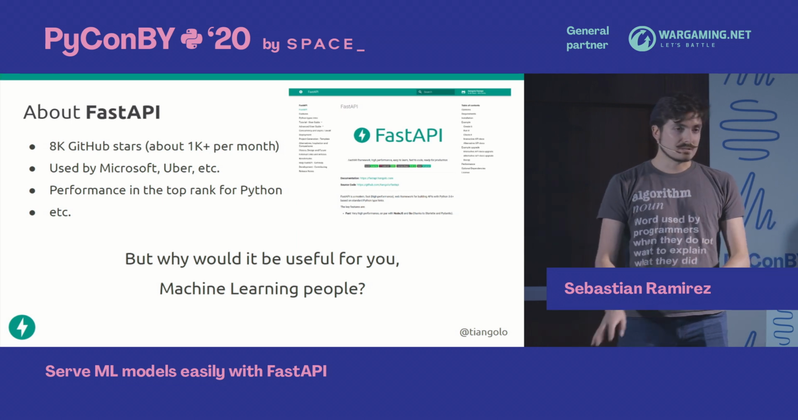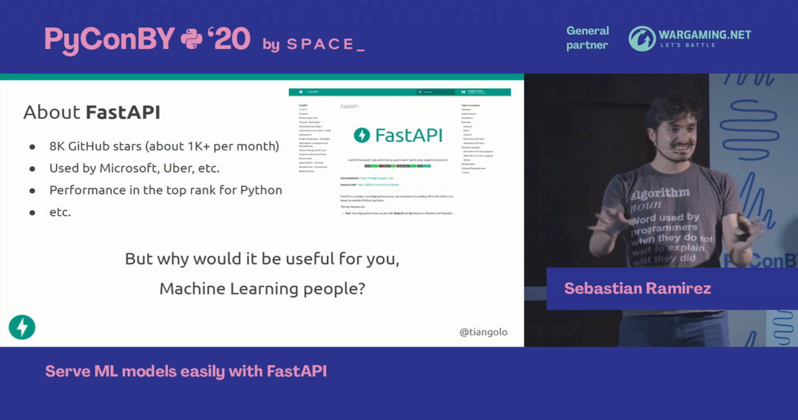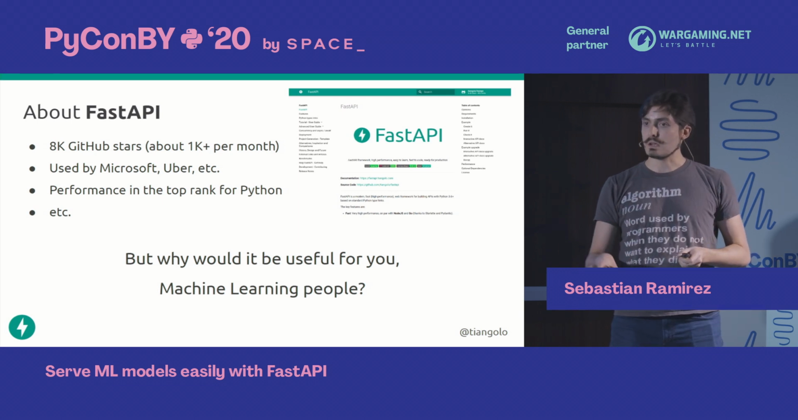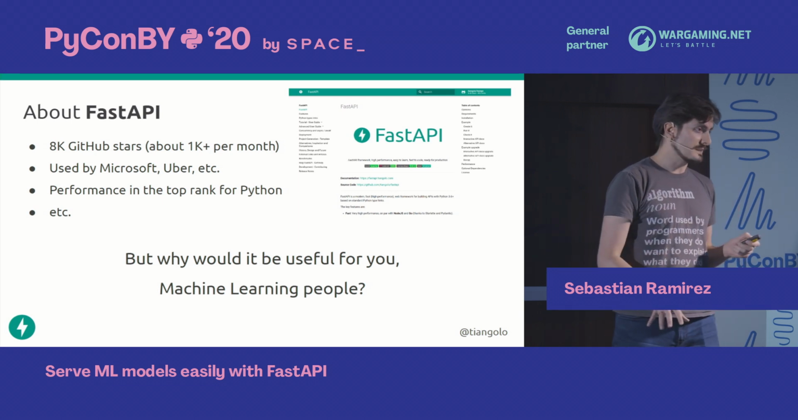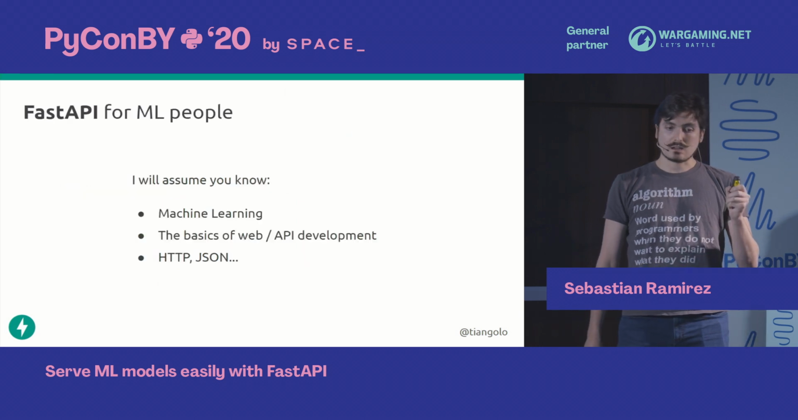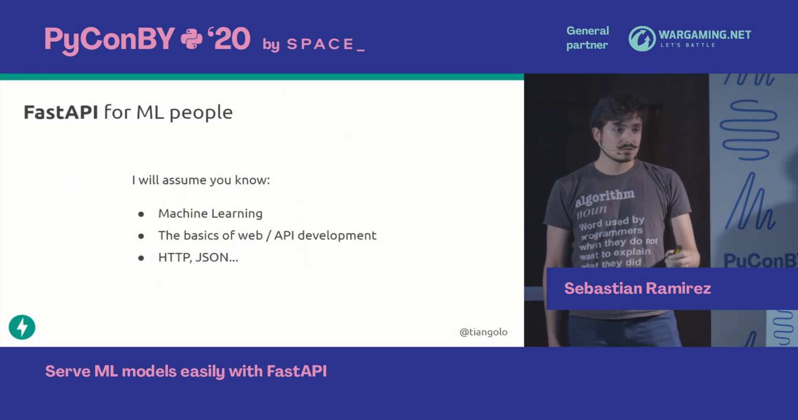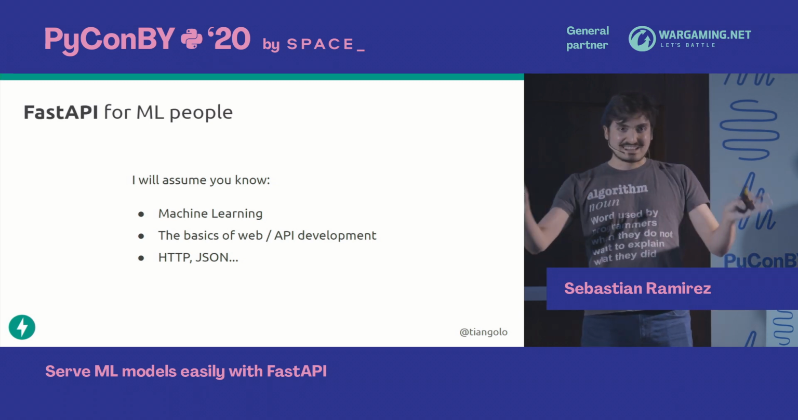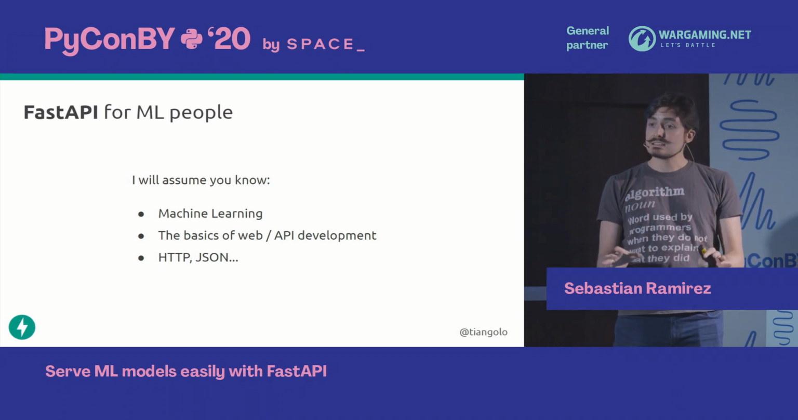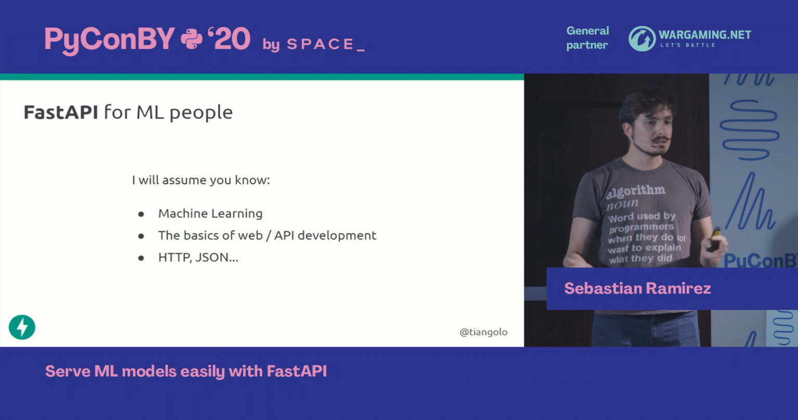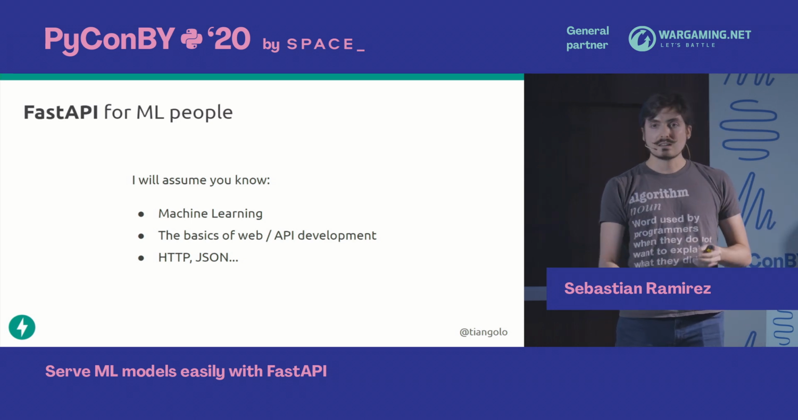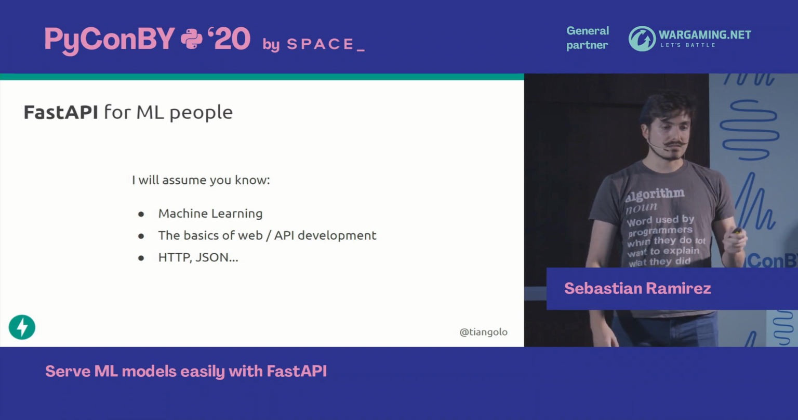We're not going to talk about any of those things. Just, why would it be useful for you, machine learning people, to use FastAPI? So I'm going to assume that you know machine learning. You know how to build your models. You have your models somewhere. I won't tell you anything about machine learning. You have the basics of web API development. You know what is HTTP, what is JSON, these basic things.